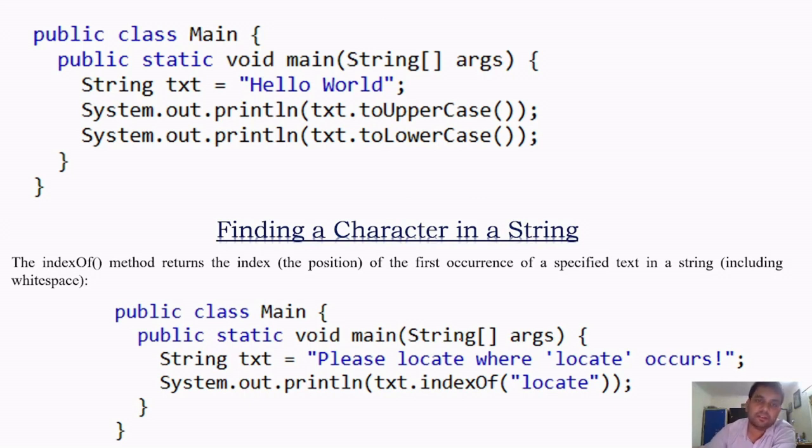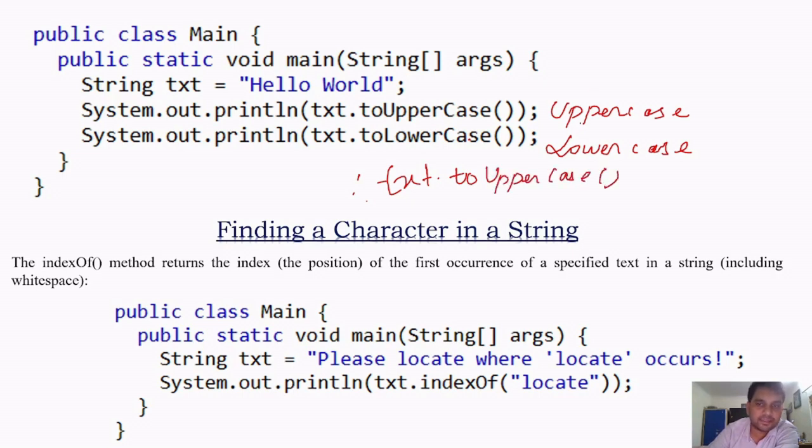So here in the first topic, we want to convert a string into uppercase and lowercase. Anything that is written within double quotes, if you write your name, you can convert it into uppercase and into lowercase. So what is the syntax? The syntax is txt.toUpperCase.